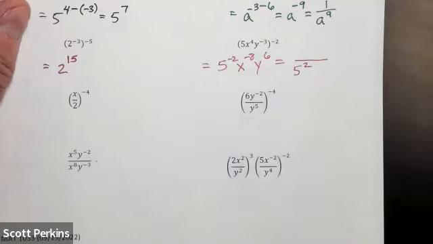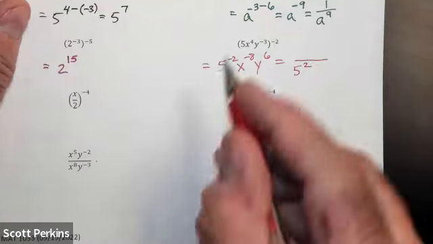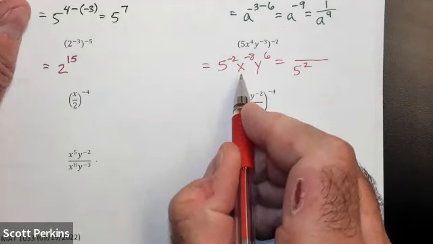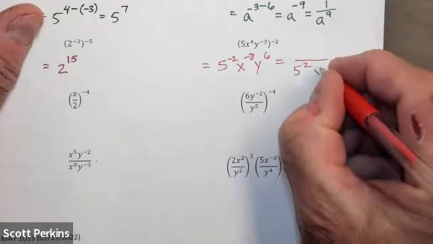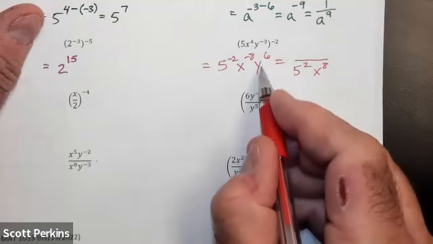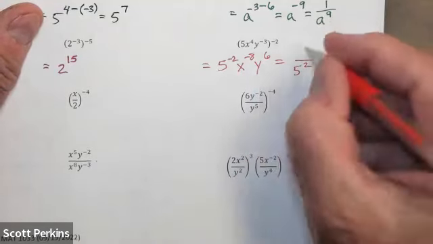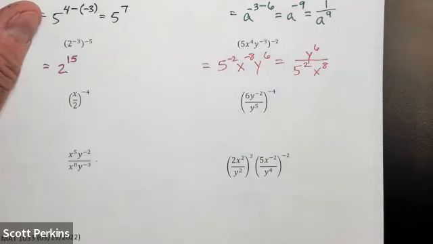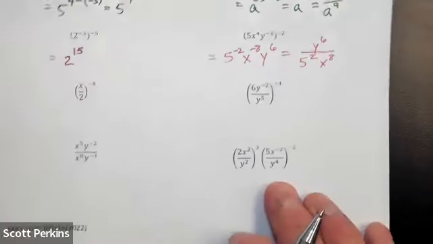I'm not going to rewrite it, but if you want to, you can. How about the x to the -8th? Where is it going to be found? Bottom, x to the 8th. And then the y to the 6th, the exponent's already positive, so it stays right where it is, y to the 6th. All right, next one, another power rule problem.